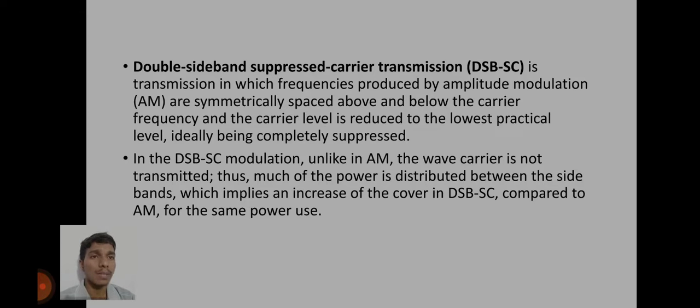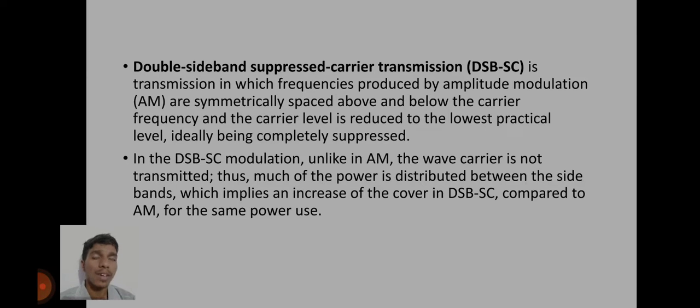So the DSBSC is a transmission in which frequencies produced by amplitude modulation are symmetrically spaced above and below the carrier frequency, and the carrier level is reduced to the lowest practical level, ideally being completely suppressed. So the carrier is completely suppressed. In DSBSC modulation, unlike in AM, the carrier wave is not transmitted. Thus, much of the power is distributed between the sidebands, which implies an increase of power in DSBSC compared to AM.